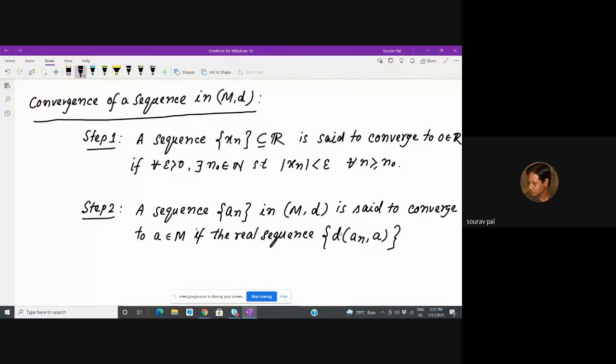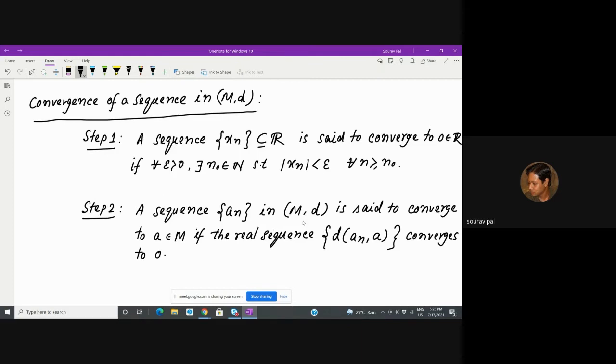It maps M cross M to the right half of the real line. So this is actually a sequence of non-negative real numbers. So if the real sequence d(a_n, a) converges to 0, and we know what is meant by a real sequence being convergent to 0 by step 1.